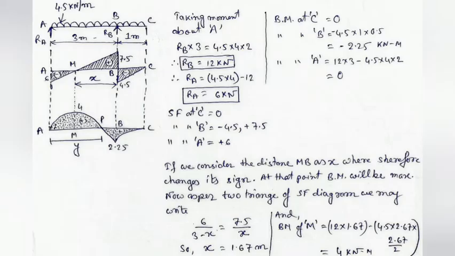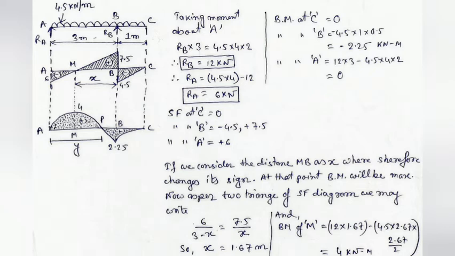Now we have to calculate at the point where shear force changes its sign, taking that point as M. Now at the point M the shear force will be 0. First of all we are taking the distance M to B equals x. Then from two triangles of the shear force diagram we may write 6 by (3 minus x) equals 7.5 by x. From there we get the value of x equals 1.67.